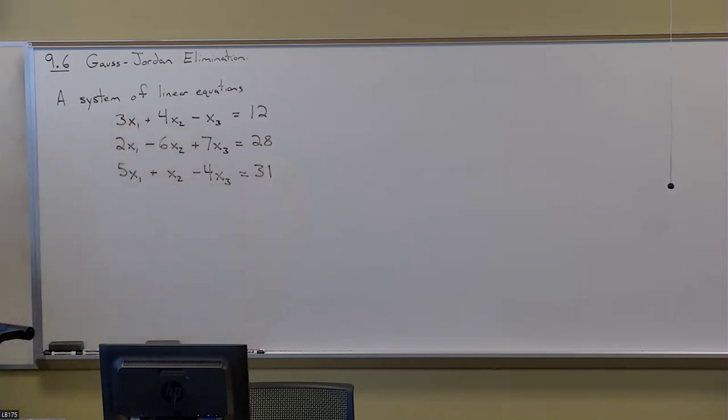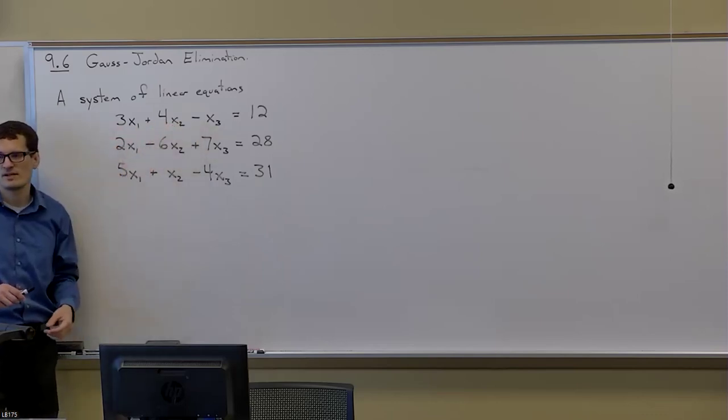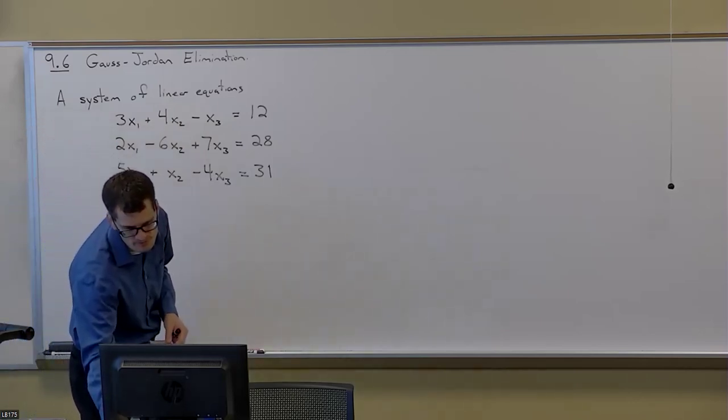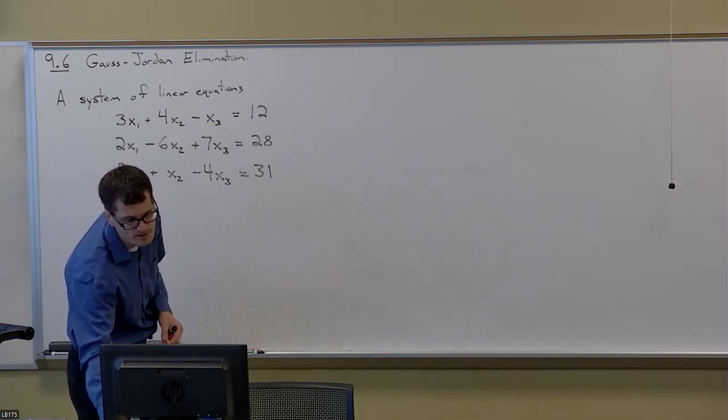There you go. So instead of having X, Y, and Z, they have X1, X2, X3. Hopefully that's not a big deal. Should be fairly intuitive, I hope. So these are just subscripts.